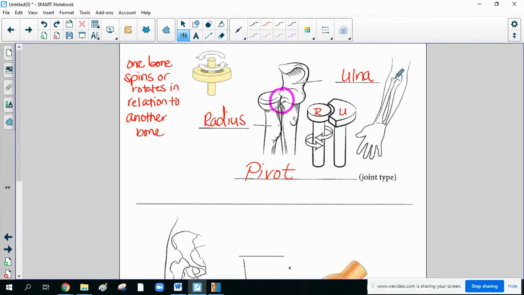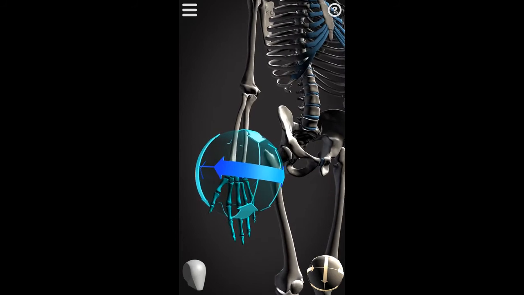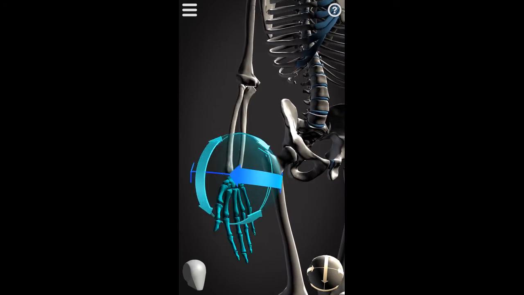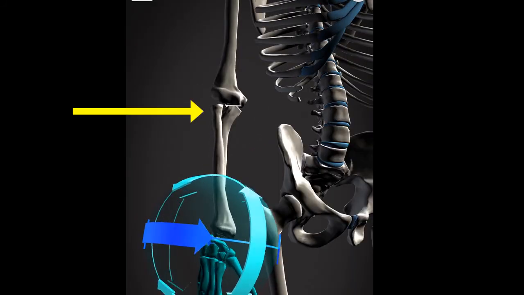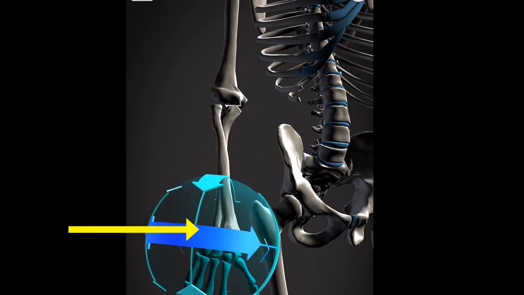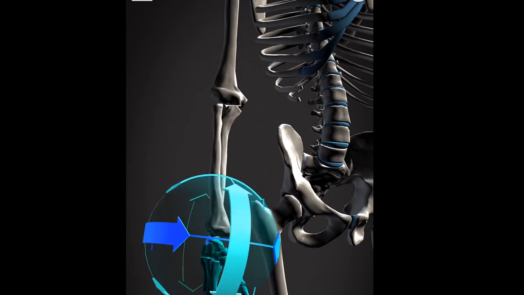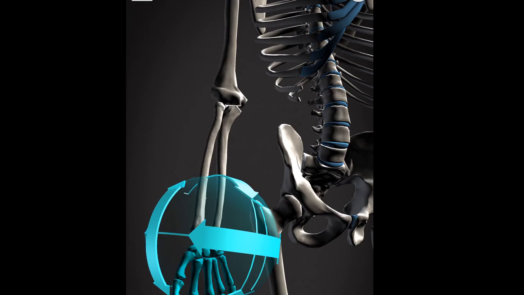Okay, so in our arm, it's up here. So those are considered pivot joints. Think rotate or spin. So here is a quick mechanical representation of a pivot joint. You see that stick structure in the middle is turning or twisting, but the circle part is staying the same. And in this animation, if you watch the top end of the radius, you can see it spinning in place, while the bottom end of the radius is clearly moving all the way over the top of the ulna. So both of those are classified as pivot joints.